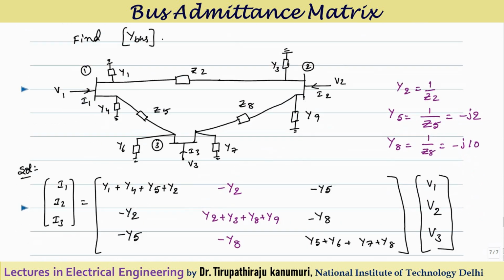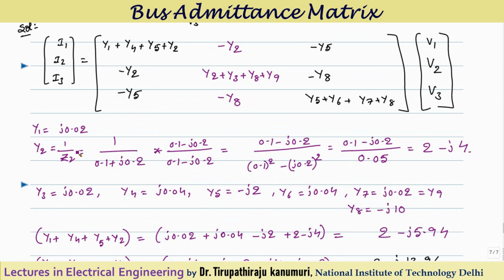So how to calculate this Y2? Y2 I have to calculate as 1 by Z2. This is 1 by 0.1 plus J 0.2. So to calculate it, what I can do? I can just multiply with the complex conjugate. Complex conjugate of this one will be 0.1 minus J 0.2 divided by 0.1 minus J 0.2. So when you multiply it, A plus B into A minus B is A square minus B square.